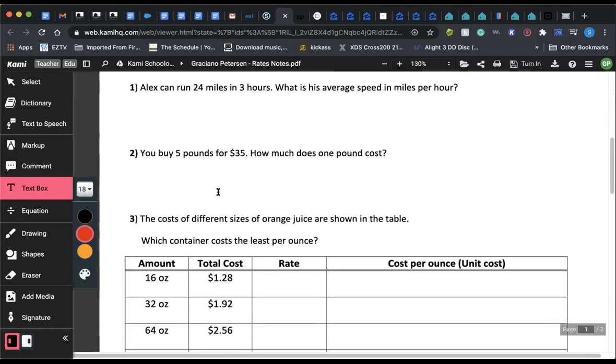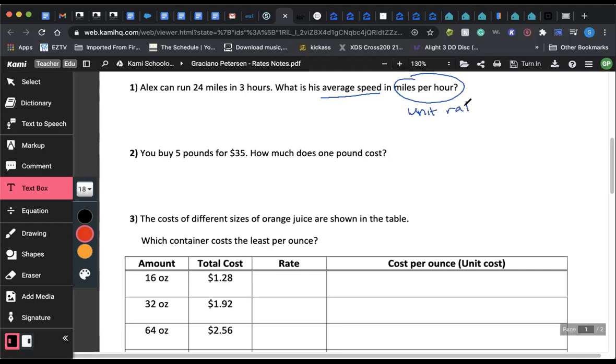All right, so we're going to find some unit rates using these examples here. It says Alex can run 24 miles in 3 hours. What is his average speed in miles per hour? So there are 2 things that we should notice here. It tells me to find the miles per hour. This is a unit rate.